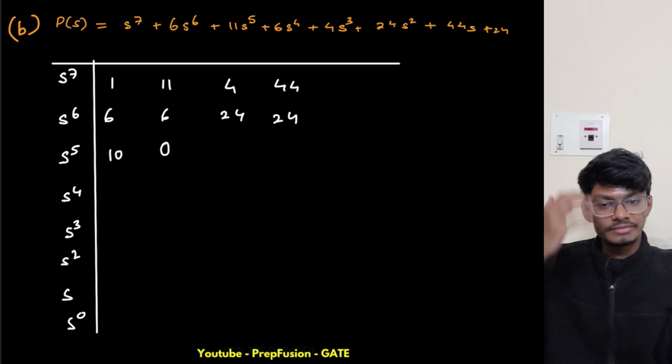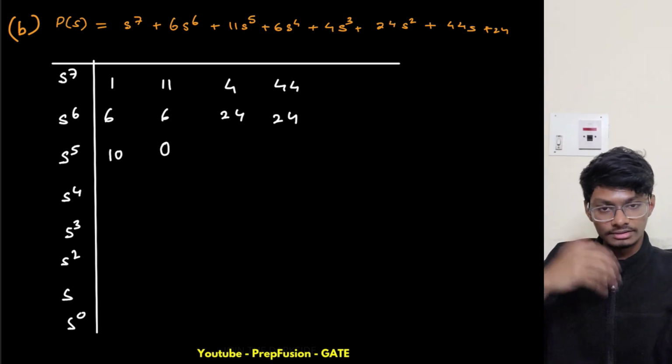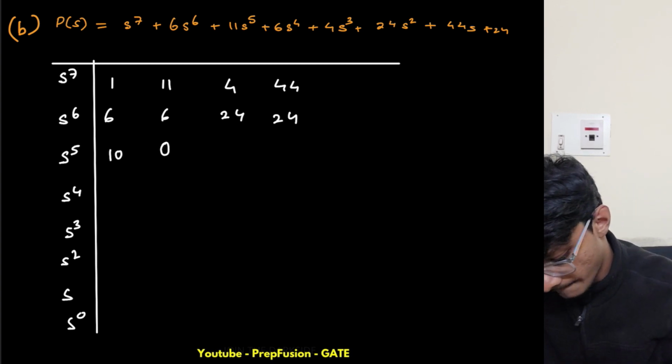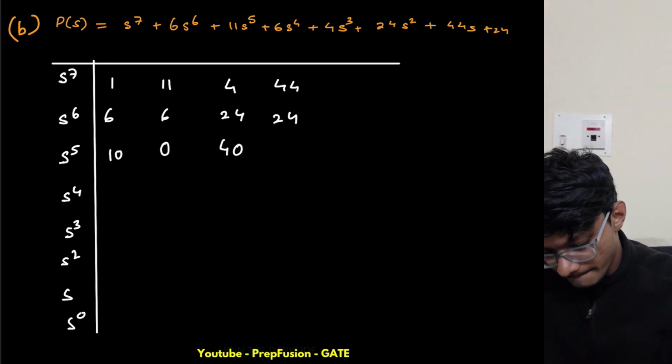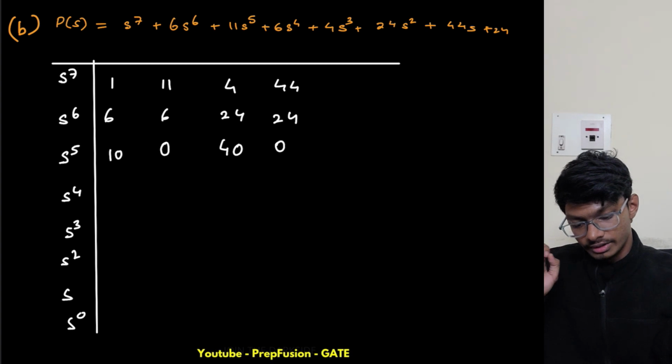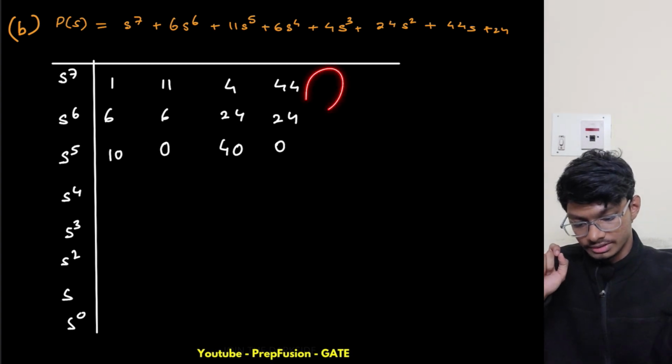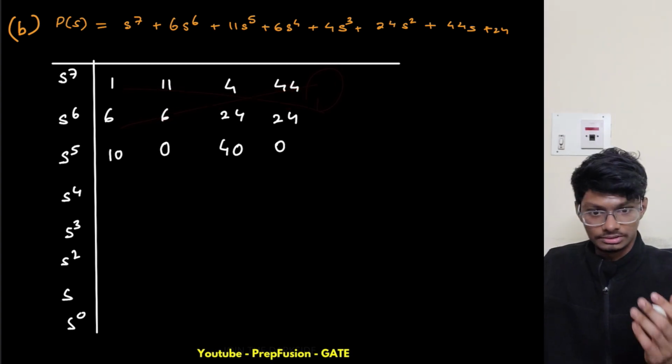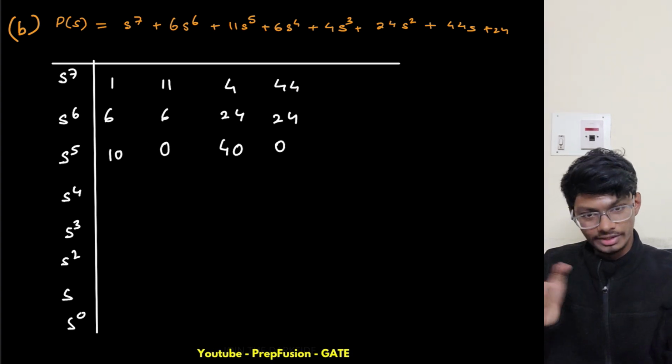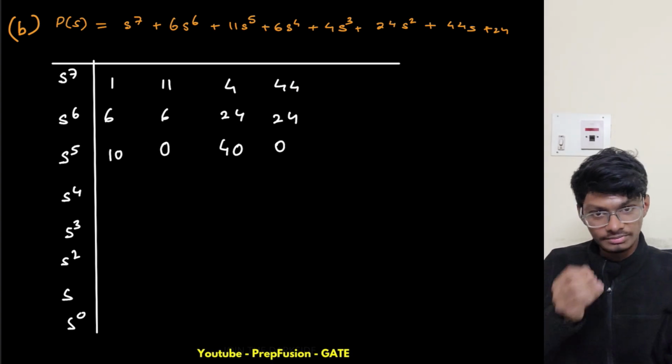So yeah, sometimes you don't have to use the calculator. Hand calculations will also work. So here I will get 40. Now here I will get 0, right? Why? Because I have nothing here, and this will get multiplied with nothing, so this will be 0. You can also skip writing 0. Nothing means 0 only.